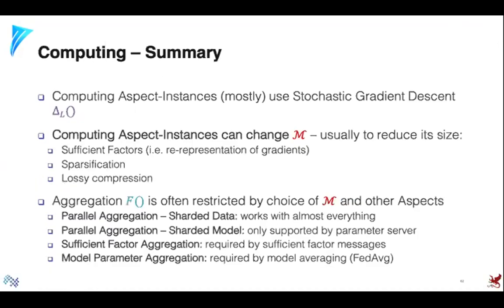Okay, so that brings us to the end of the computing aspect. In summary, we looked at these computing aspect instances, message encoding and update aggregation. Message encoding is really concerned with changing the composition of messages M, especially to shrink them down to a more transmissible size. Whereas aggregation is tied to specific choices of the messages, as well as other aspects of ML systems.